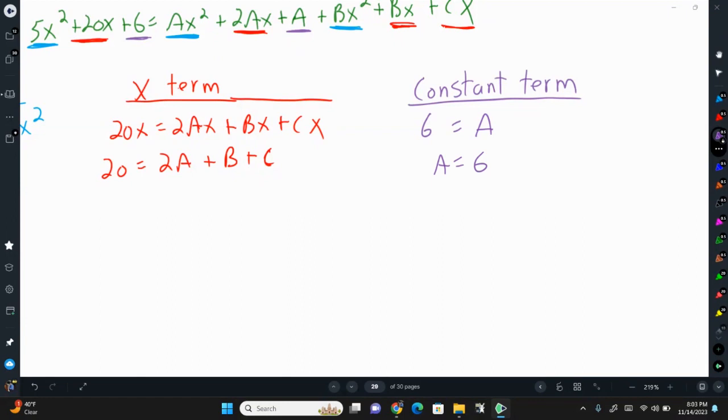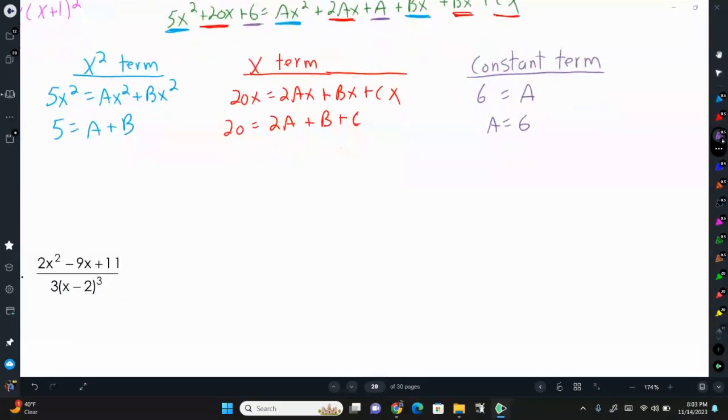All right, now we're going to be treating this kind of like a puzzle. We may not be able to find the x squared term first, and we weren't given the constant term like we were here. So you have to look at this as a whole and see what we know and what I can use to figure out something else. Well, now that we know that a is equal to 6, we can substitute that in right here. So 5 equals 6 plus b. Negative 1 is equal to b. So b equals negative 1.